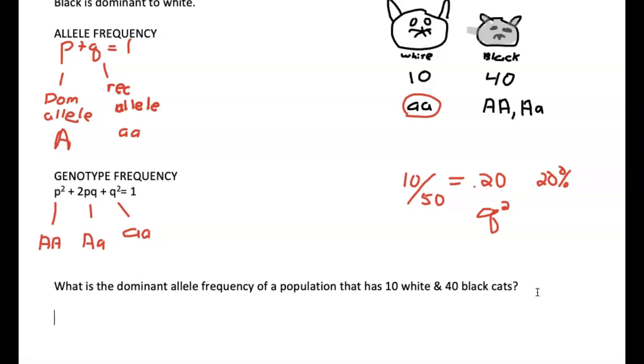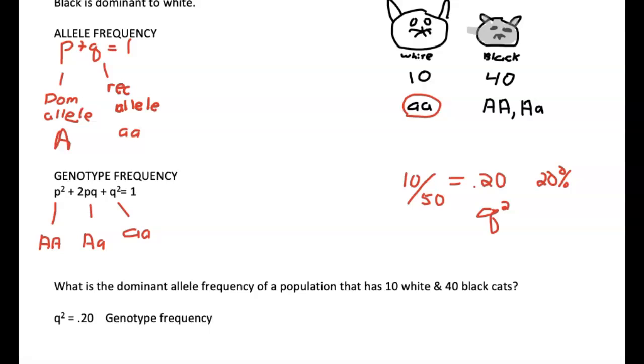Well, we've already established q squared equals 0.20, but that q squared tells me my genotype frequency. I now need to figure out how to take a genotype frequency and turn it into an allele frequency.